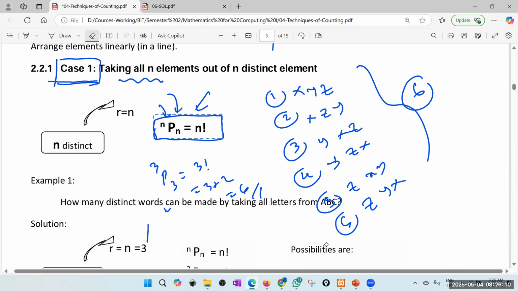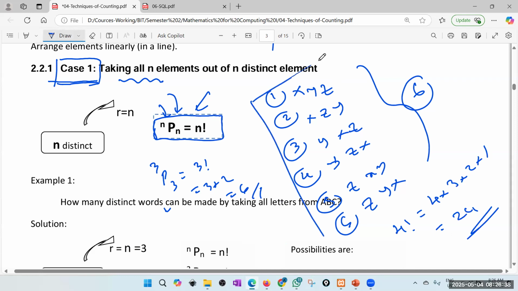Right. So therefore we have 6 ways. So that is also correct. So if you check for 4 elements, say A, B, C, D, you will find that you have factorial 4 possibilities. That is 4 into 3 into 2 into 1. That is 12 into 2, 24 ways. Right? So you can arrange and see for a small number of things.